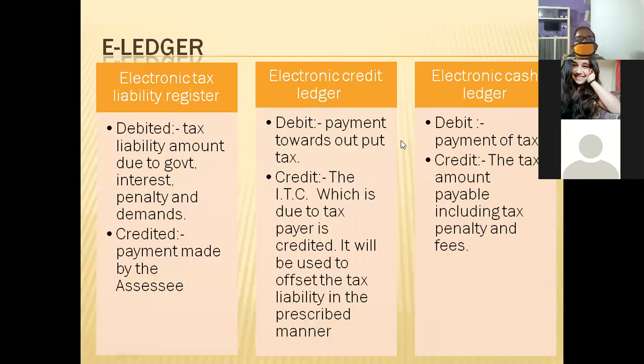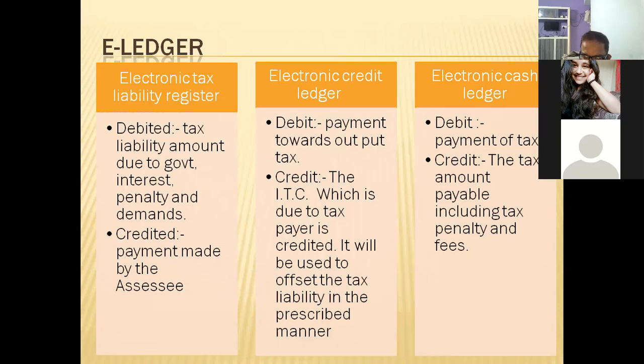Now there are 3 electronic ledgers. First is the electronic tax liability ledger. Second one is the electronic credit ledger. Third one is the electronic cash ledger. You know that we have a debit column and credit column for every ledger. First ledger is called the electronic liability ledger or electronic tax liability ledger. What is debited? Whatever tax liability amount is due to the government, including interest, penalty, and demands, that amount is debited in the debit column in the electronic tax liability ledger.